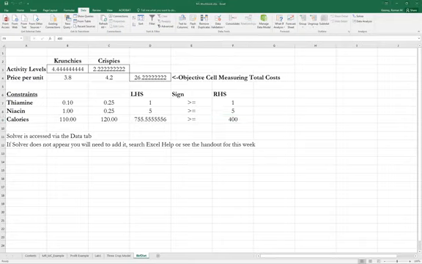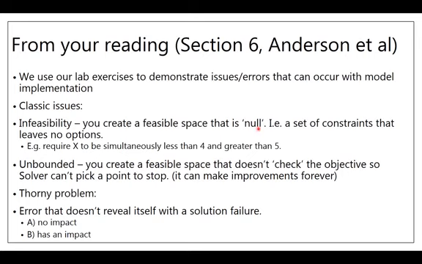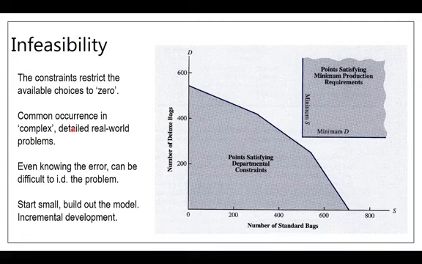Okay, so let's jump back and see what else we need to talk about in these slides. Okay, so we said we're going to look at the classic issues of infeasibility and unbounded. If you read through that section of the Anderson chapter, they demonstrate the infeasibility problem.